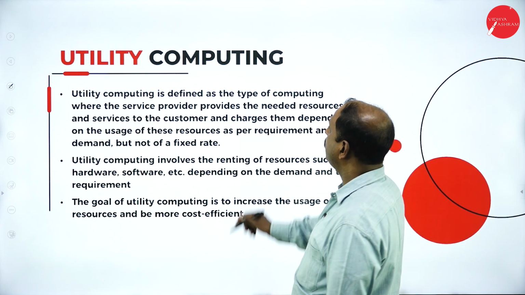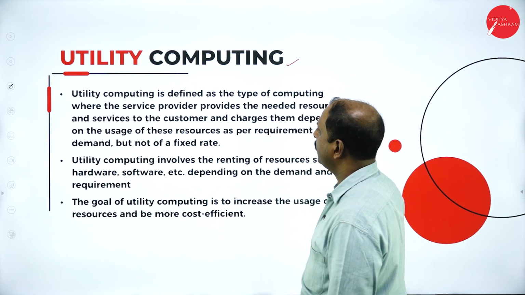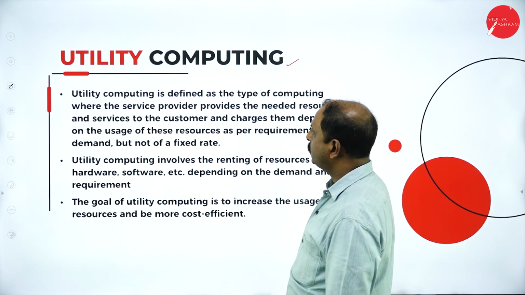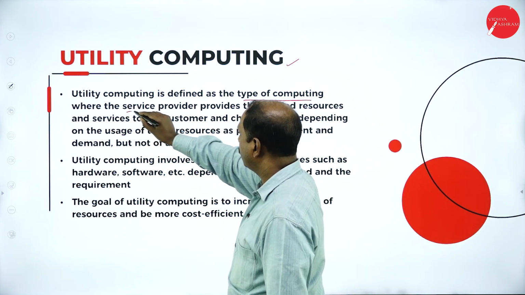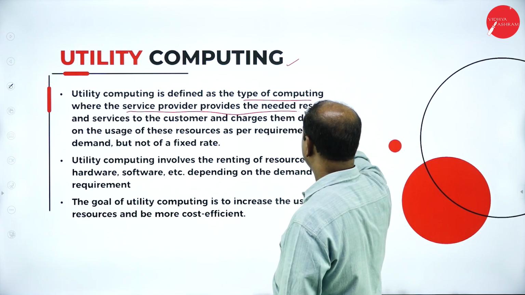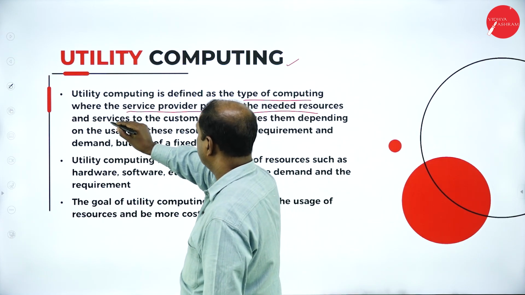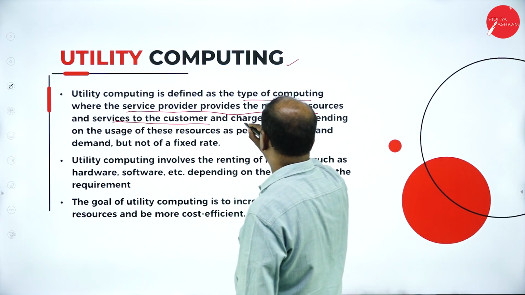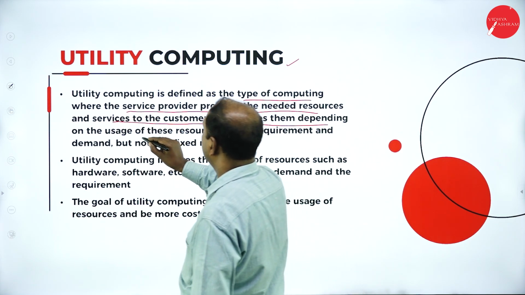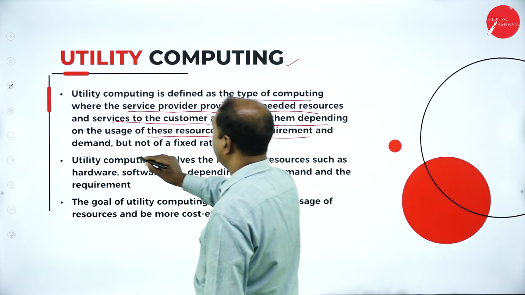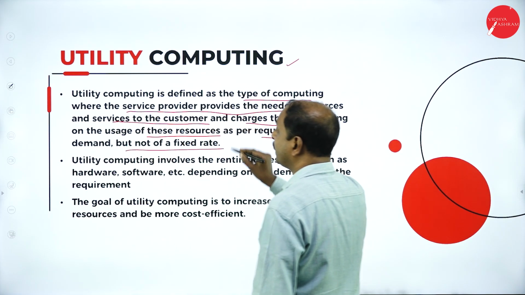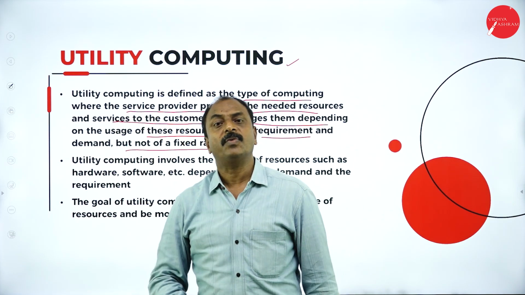Next one is utility computing. The next concept is utility computing. It is defined as the type of computing where the service provider provides the needed resources and services to the customer and charges them depending on the usage of these resources as per requirement and on demand, but not at a fixed rate. So this is another type of computing system.